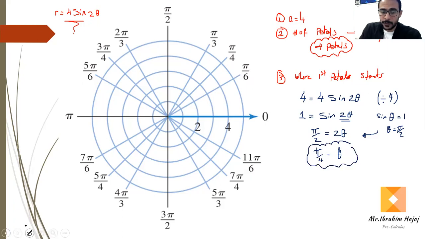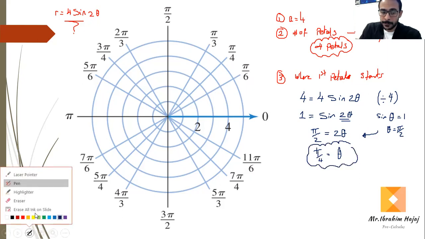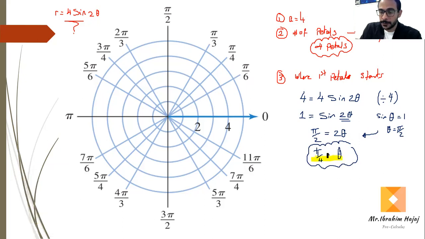So theta only is what? Pi over 4. Attention, it's important. The theta here is pi over 4. This is theta, the first step. Now the fourth part we have to start.